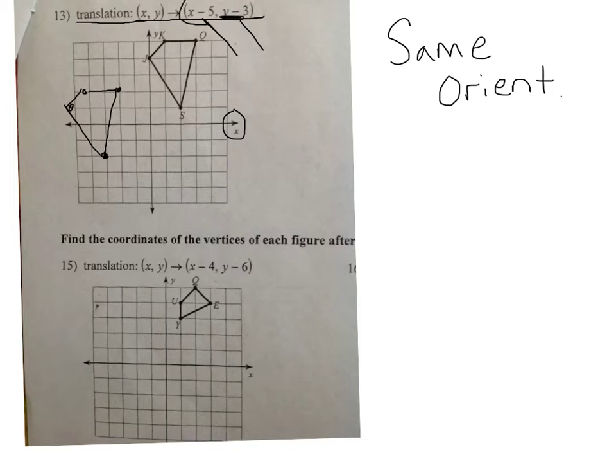Whatever this is, that tells you what your left and your right shift is going to be. If it's negative, you're shifting left. If it's positive, you're shifting right. The Y tells you whether you're shifting up or you're shifting down.